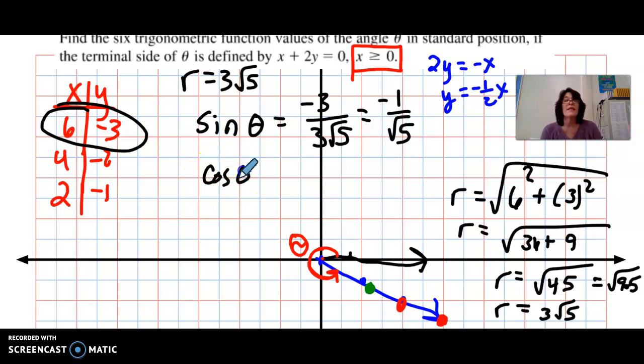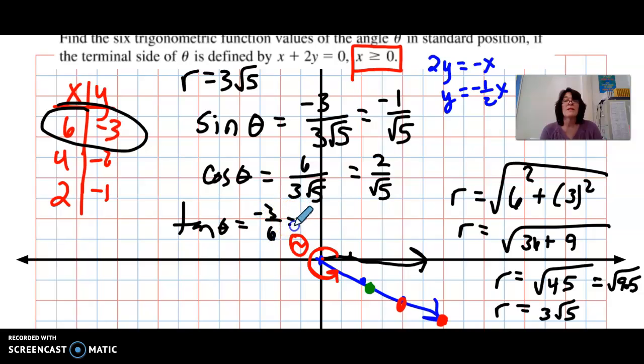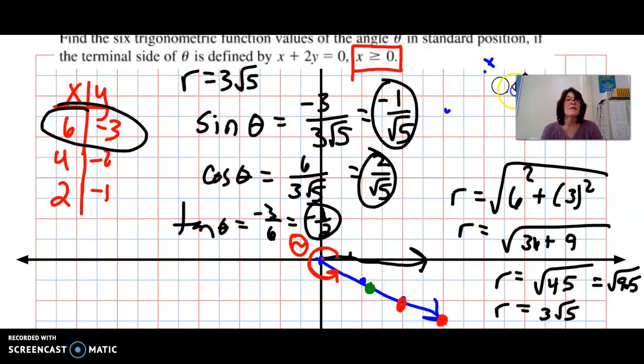My cosine of theta, I'm going to take my x coordinate. My x coordinate is 6 over 3 square roots of 5. 6 over 3 is 2, so that's 2 over the square root of 5. My tangent of theta is, oh, I could have got that right away, huh? Y over x, negative 3 over 6, which is negative a half. Okay, now I know we have to find the reciprocals. Just give me a sec.